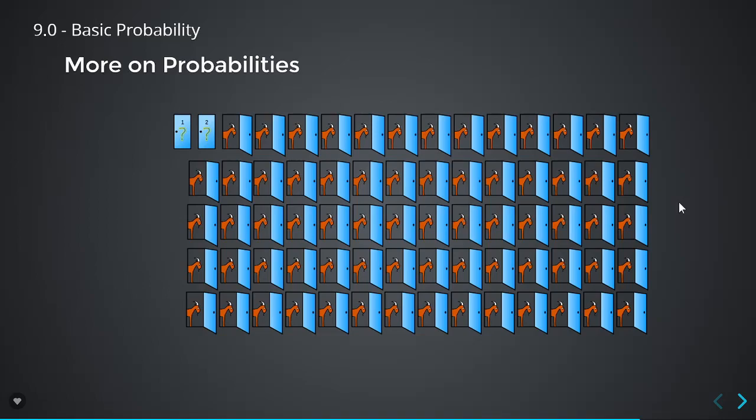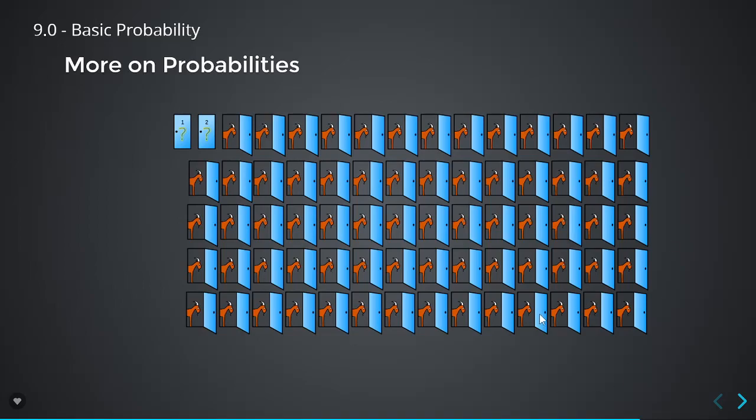Now, here's the thing. Let's say there are 100 doors. And you pick door number 1. When you pick door number 1, you have a 1 in 100 chance of it having the car behind it. And there's a 99 out of 100 chance, a 99% chance, that the car is behind all the other doors which you did not take. So 1% chance on this one, 99% chance on all the other ones.